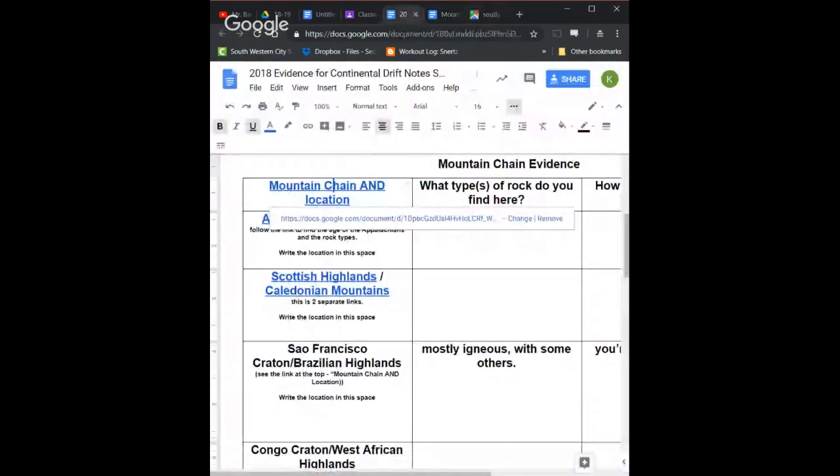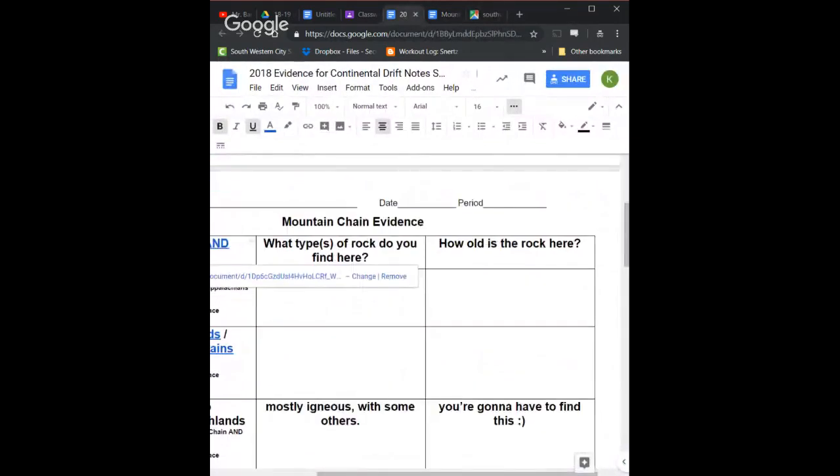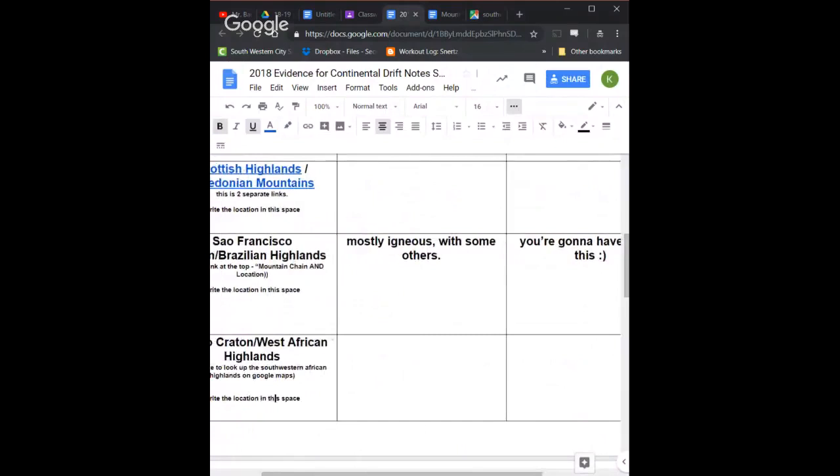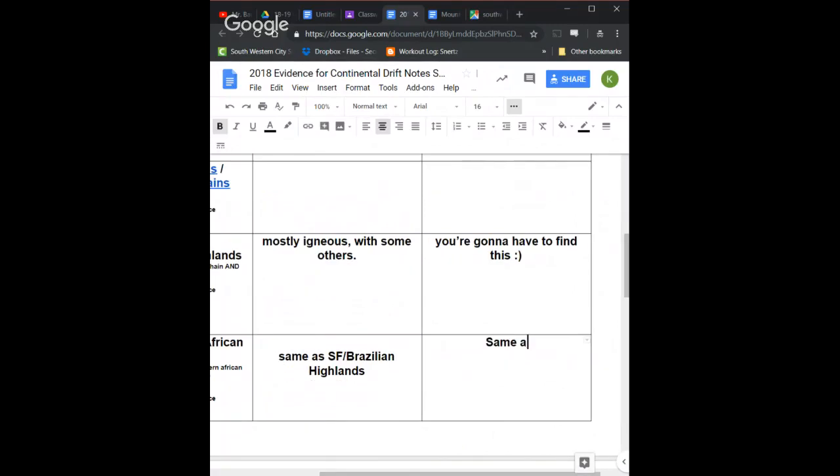And you could literally write, which one's the rock type? The location you'd put here, and then here you'd put the rock type: same as SF and Brazilian highlands. And then here you would say the same thing, because the idea is that they're the same.